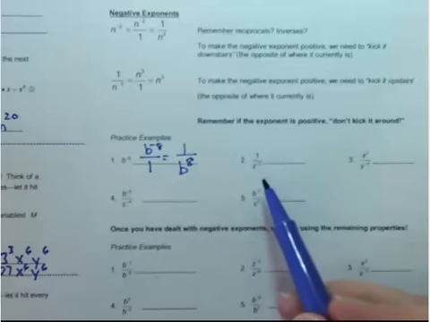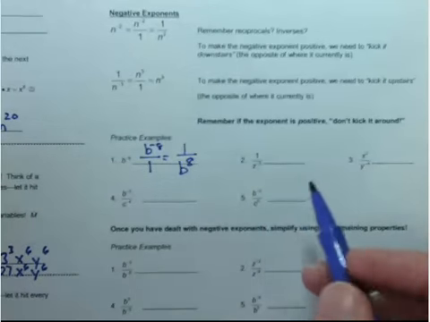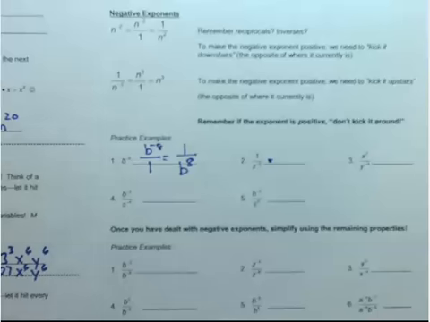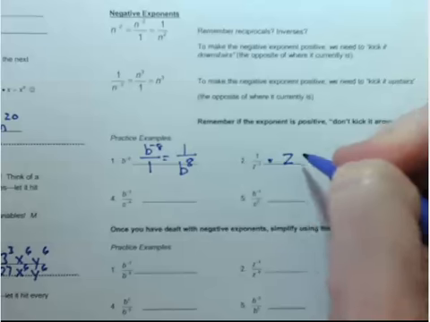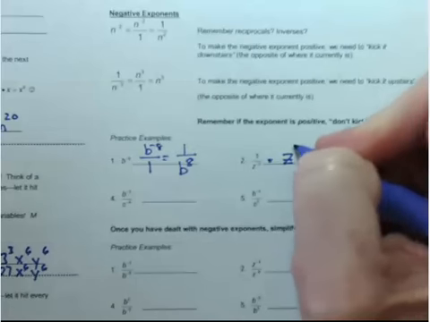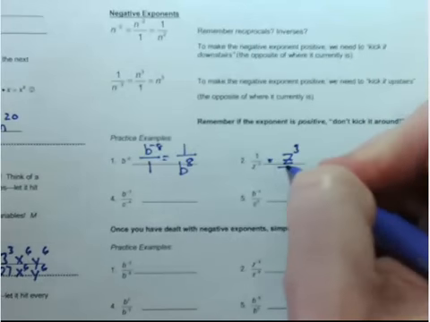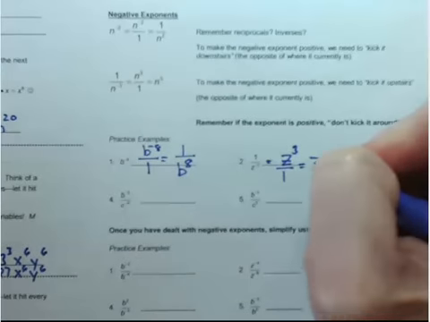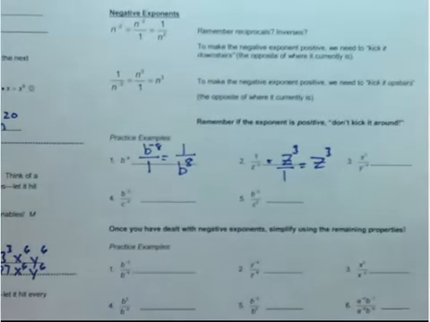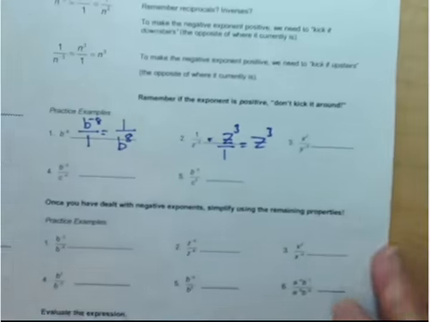Here I have my negative exponent in the denominator. So in order to get that negative exponent into a positive, I'm going to flip it. So that gives me z to the 3rd power, which would be over 1. And then I'm just going to write that as z to the third power. And I like to put little lines through my z's so it doesn't look like a 2.